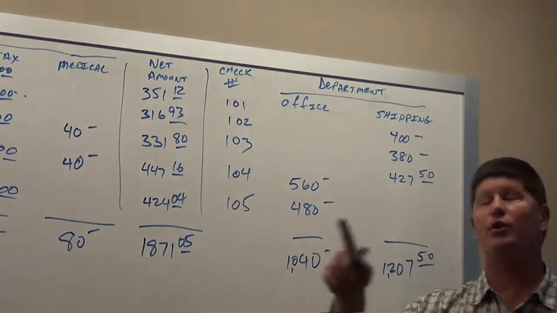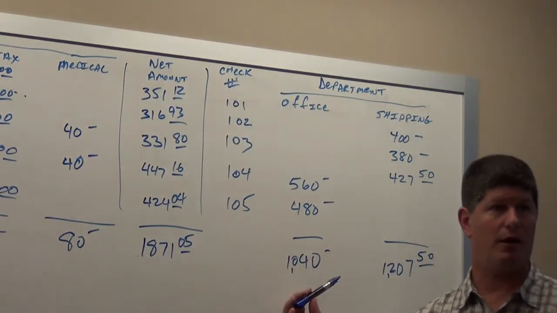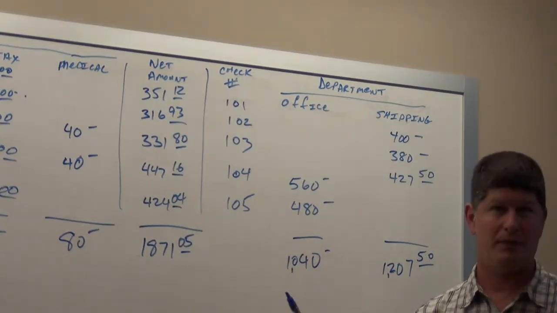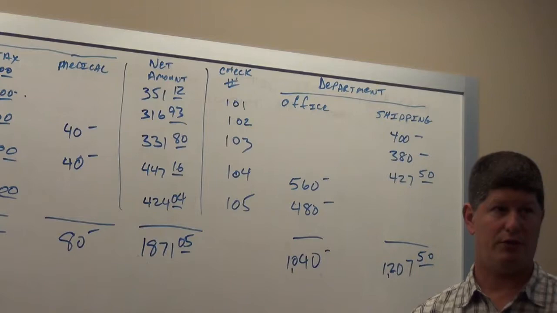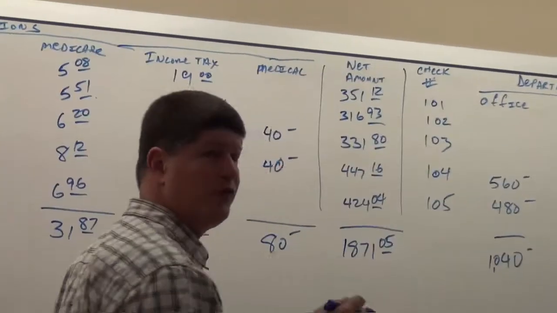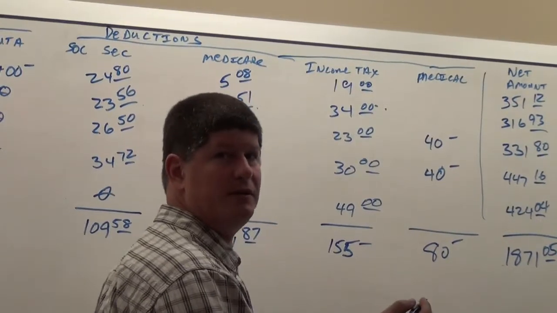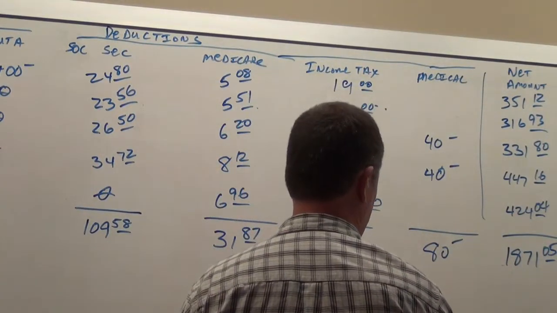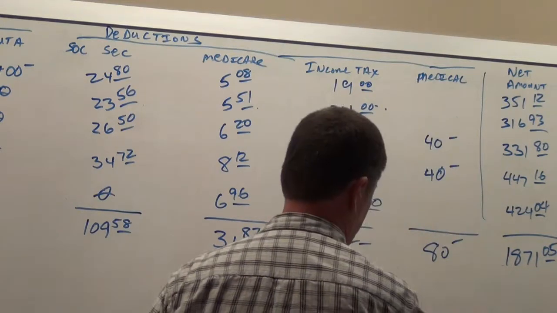But it's going to require more than one line because there's lots of things going on here. I'm going to write it up as a journal entry. So the first thing I'm going to start with is my debits. And I have office. If I could write, it would help.